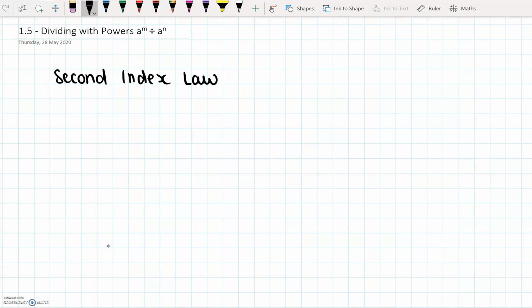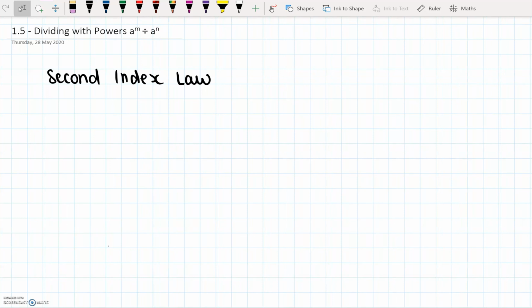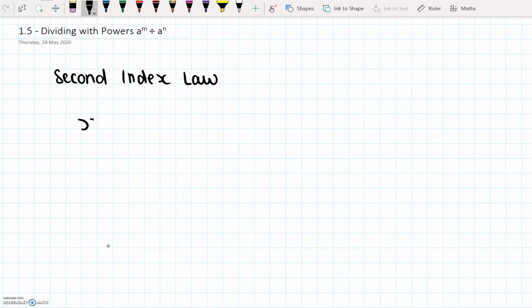So if we have, for example, x to the power of 5 divided by x to the power of 3. So this is division. Okay, we're going to look at how we can calculate this, okay, how we can simplify it. All right, so what I want you to do is think about what this actually means.